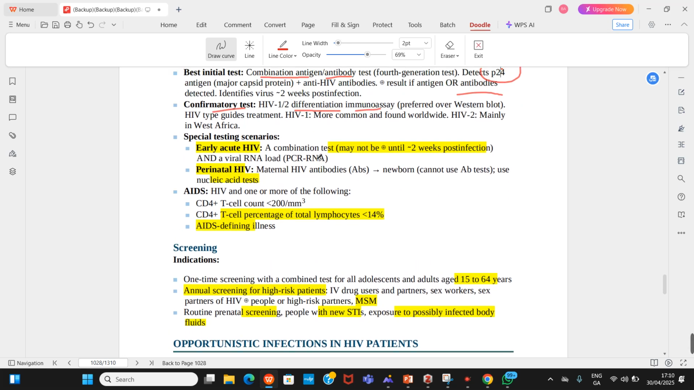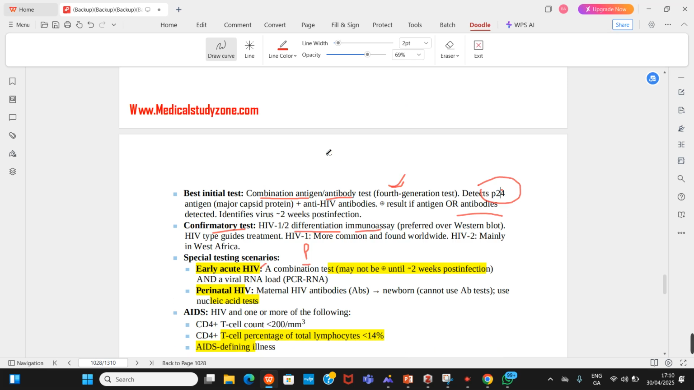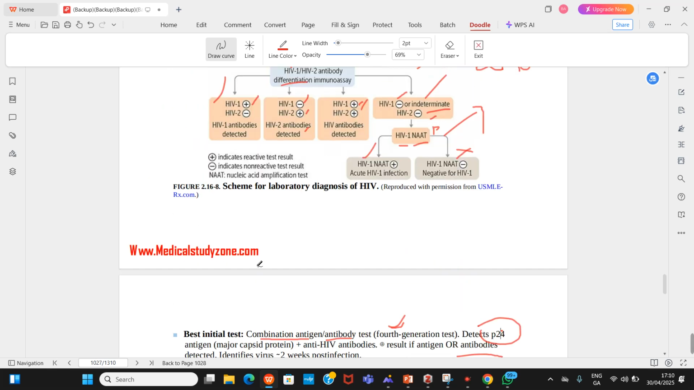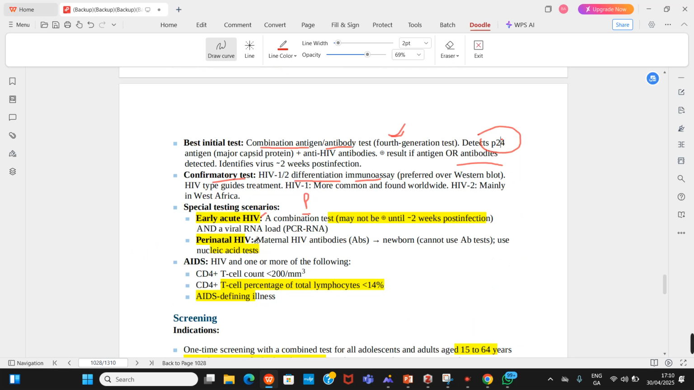Now there are some special scenarios. You have to be very careful. If somebody is having acute early HIV, that is not the time to be doing combination tests, because the P24 or immunoglobulin, the antibody rather, will not be positive. So in that situation, the test to do is going to be the NAAT, which is the HIV PCR RNA test.